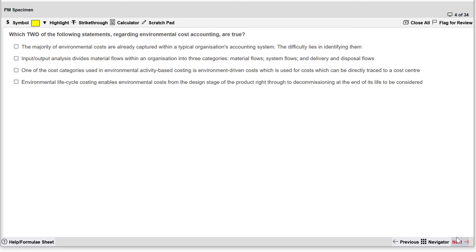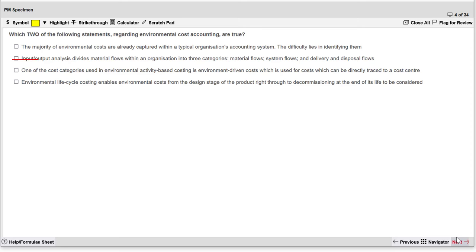Flow cost accounting goes with the word flow. So I am also using key word recognition. Flows goes with flow cost accounting in environmental accounting. Input output analysis, that goes with units, physical units. Life cycle costing, that goes with the long-term consequences of our decisions. We're looking at our costs over the entire life cycle. ABC goes with overhead analysis. Well, we've eliminated the second one.